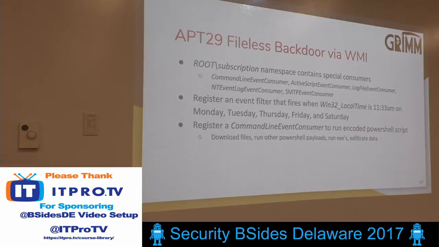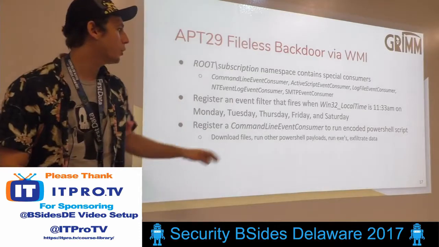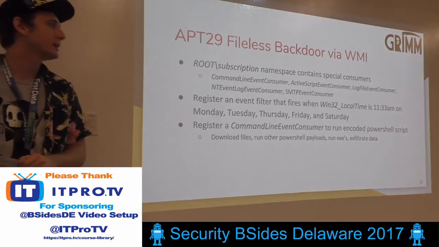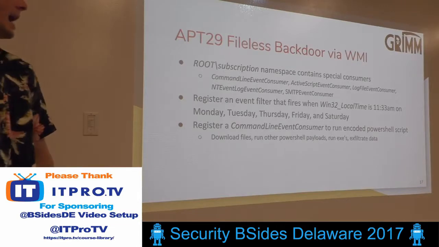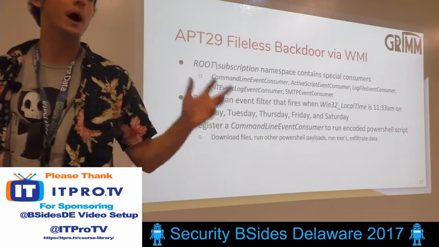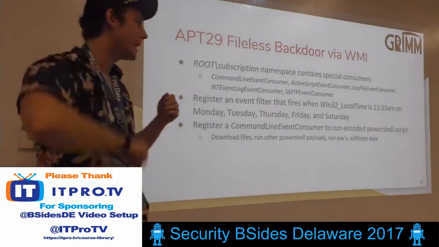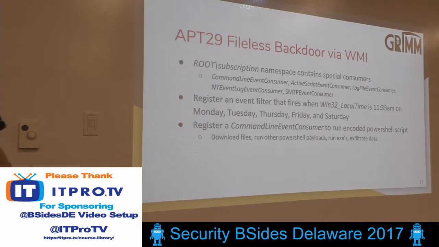The APT29 fileless backdoor essentially registered an event filter that queried Win32_LocalTime, and it said every Monday, Tuesday, Thursday, Friday, and Saturday at 11:33 a.m. local time, run this thing. It registered a CommandLineEventConsumer to run this crazy encoded PowerShell script that would go and do C2, exfiltrate data, get commands, grab arbitrary executables, whatever the operators wanted. So this will run on a schedule, which is great for attackers.